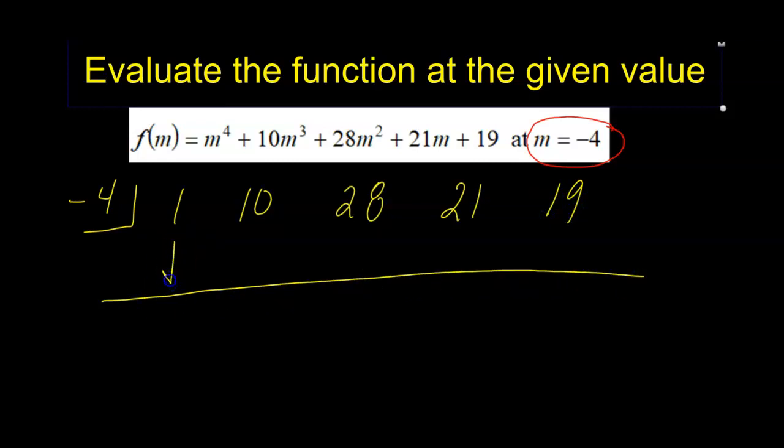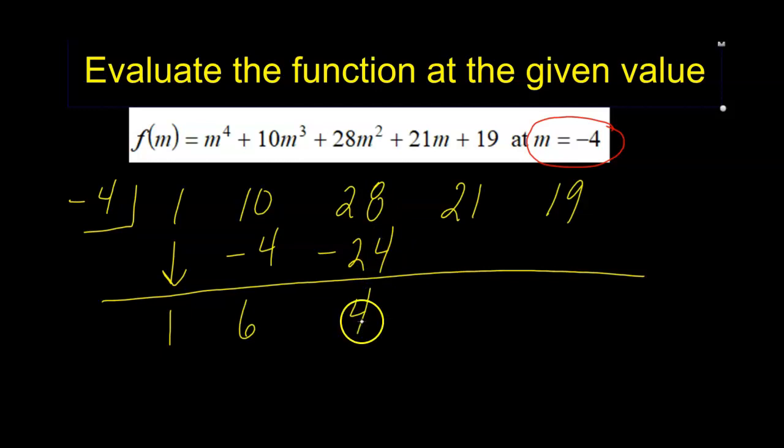Okay, and then we start by dropping down that first number, and then we're ready to start multiplying and adding. You're always going to multiply on the diagonal. This is exactly what we did yesterday. -4 times 1 is -4. We add our columns. 10 minus 4 is going to give me 6. And then we keep going. -4 times 6, -24. Add these together and we get a 4.